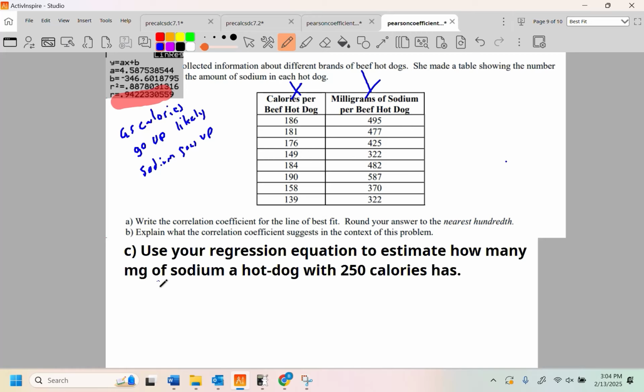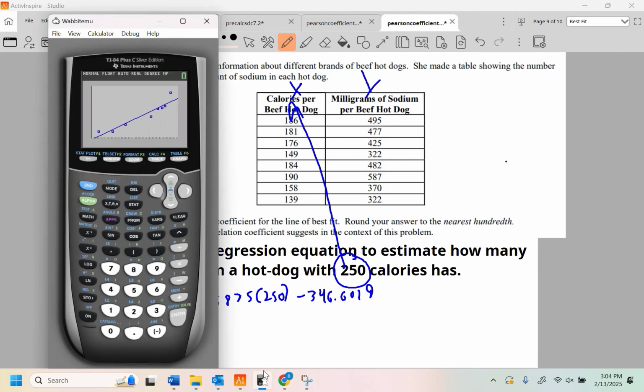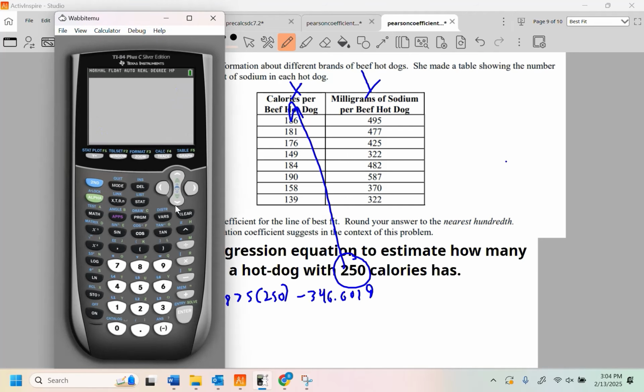Use your regression equation to estimate how many milligrams of sodium a hot dog with 250 calories has. The old school way of doing this is realizing that calories are X. So Y would be 4.5875 times 250, take away 346.6019. It'd be cool if I've done that at some point in time. I'm just calculating.